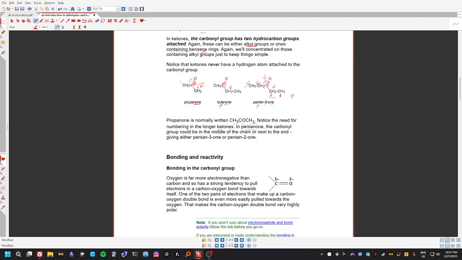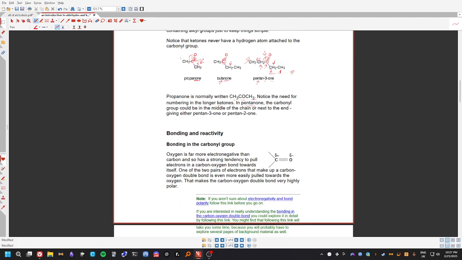Does it need to be, if it's bonded to, are we talking about this carbon group, or are we talking about the carbon group that it's attached to? I'm not exactly sure, but I'm pretty sure it's always going to be secondary.